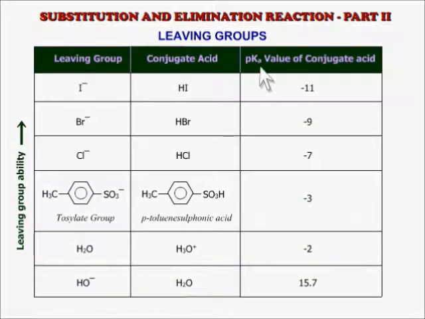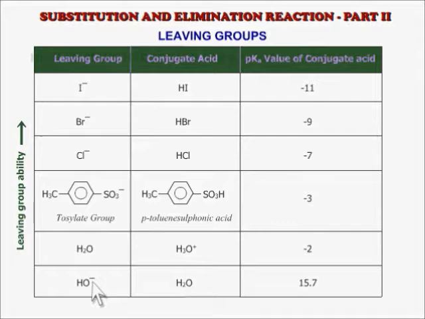The pKa values of conjugate acids of the leaving groups are given here. A negative pKa value means a strong conjugate acid, which in turn means that the leaving group is a weak base and an excellent leaving group. Positive pKa values mean a weak conjugate acid, which indicates that these groups can hardly act as leaving groups and are bad leaving groups. For example, the hydroxide ion is a very bad leaving group.